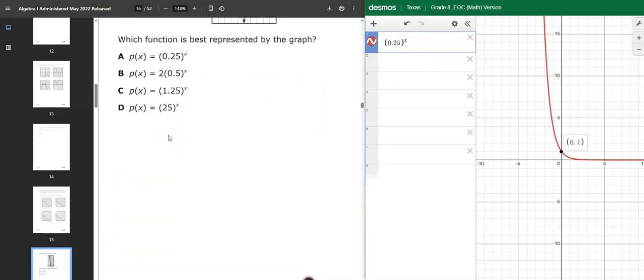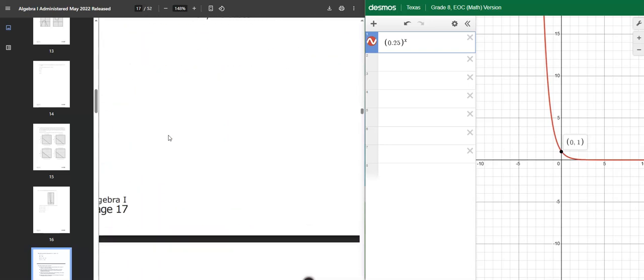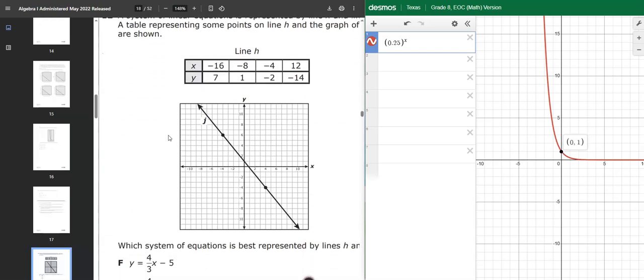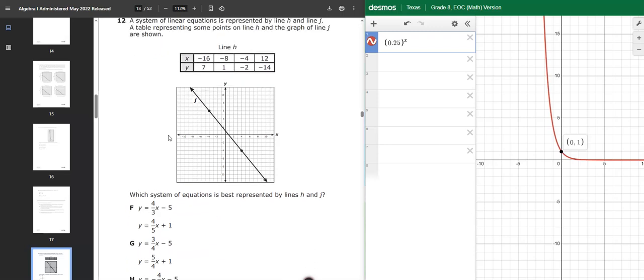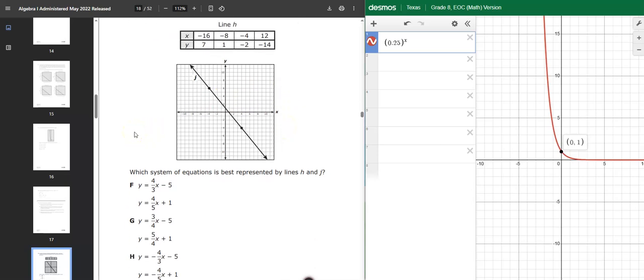All right, some other questions that might be good to try. I'm just going to scroll down to. All right, this one is a bit trickier, right? It says it shows a system of linear equations represented by line H and line J. You'll notice they did not graph both of them on the same graph. They didn't give you tables for both of them. One's a table, one's a graph. These are different lines. They want to know which system of equations represents them.